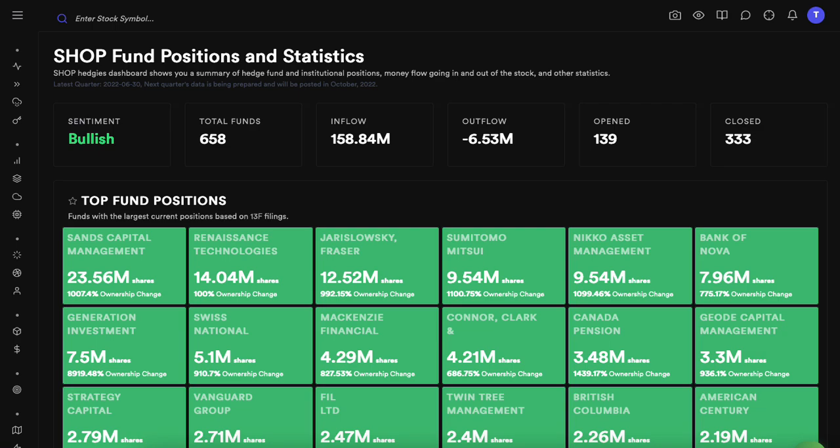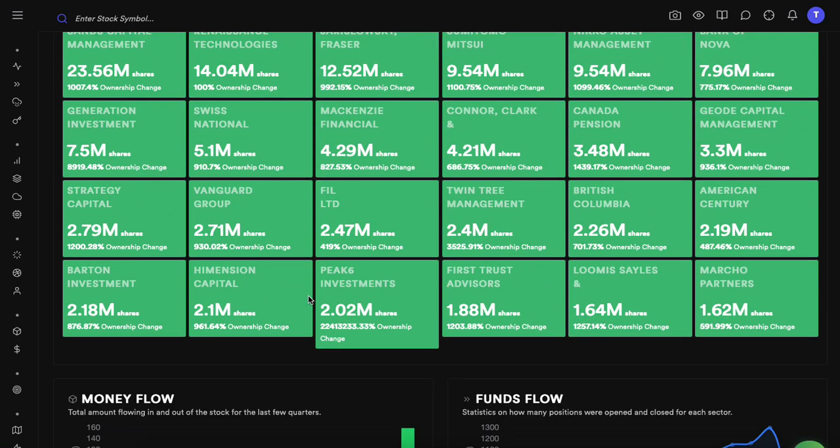There are about 650 funds. The outflow was very little. So this is good. This is music to my ears, because although Shopify has been going down quite a lot, we can see that the outflow was not that big and the inflow was. Sands Capital Management bought about 23 million shares of Shopify, and we can see a lot of green here. In summary, if you're seeing a lot of green, that's always a good sign, obviously. If you're not, then that is not.